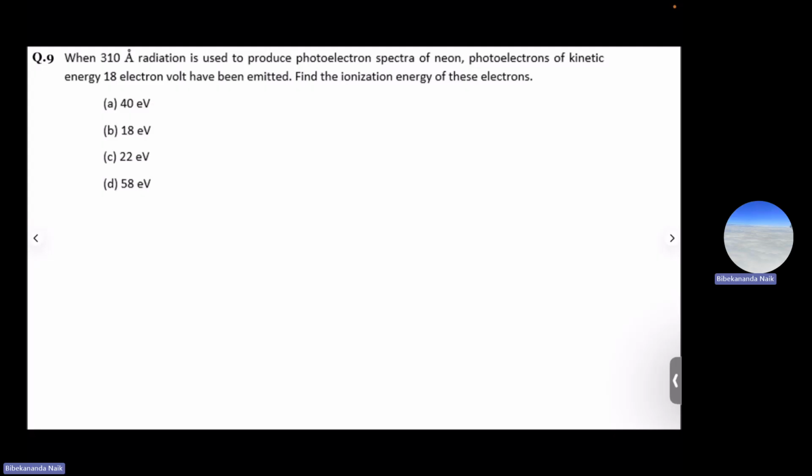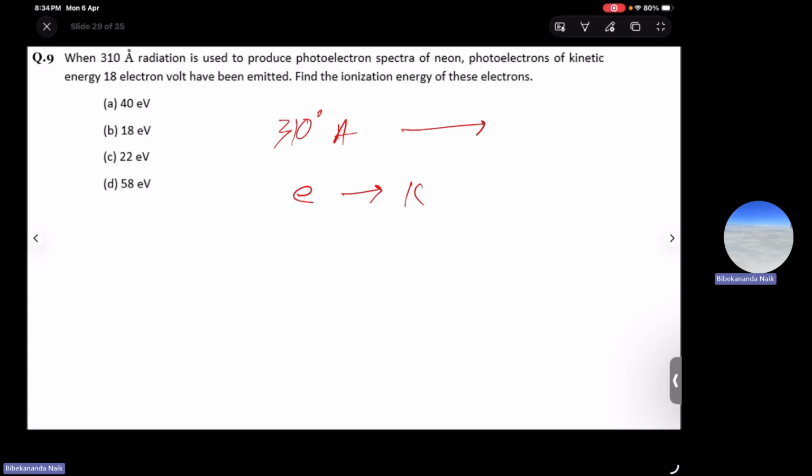Now again this type of question we have already solved. We need to find out the energy in terms of electron volt corresponding to 310 Angstrom. Then we have electron energy 18 electron volt. So the remaining energy will be the ionization energy of these electrons. So how will we find it?